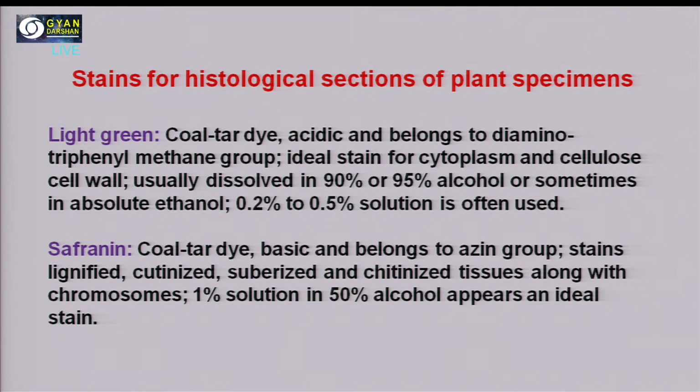Safranin is a coal tar dye. It is a basic dye and belongs to the azine group. This is very much specific for the lignified tissues, that means thick wall tissues: lignified, cutinized, suberized and chitinized tissue. I give you an example like xylem. Sclerenchymatous tissues, which are thick wall tissues, normally take up the safranin stain. So you can get a contrast. If you make a differential staining using these two stains, you can very clearly visualize the tissue sections.